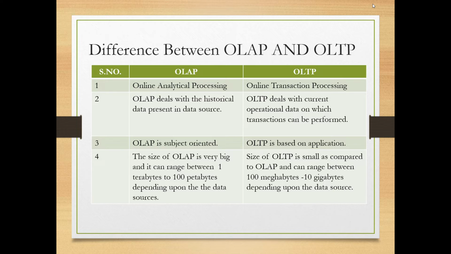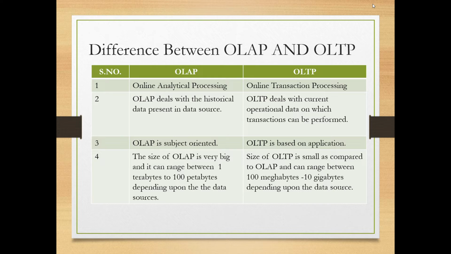वहाँ पे आपके पास अलग अलग तरीके के डेटा स्टोर रहते हैं. The size of OLAP is very big. जो OLAP का साइज होता है वो बहुत बिग होता है because OLAP is performed on data warehouse and it can range between 1 terabyte to 100 petabytes depending upon the data sources. If the data is collected from different sources, then obviously the data can range from 1 terabyte to petabytes.